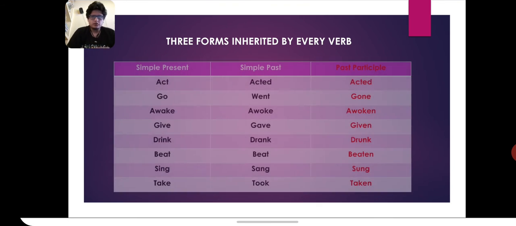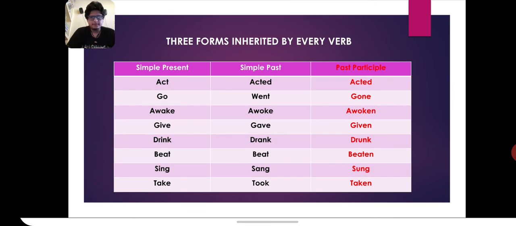So now let's talk about the three forms that are inherited by every verb. This is the basic generalization. It's a tabular presentation of a few examples here: act, acted, acted; go, went, gone; awake, awoke, awoken; drink, drank, drunk; give, gave, given. I've tried to quote as many examples as possible. Along with this, there's going to be another worksheet next week where you will have to exercise all these teachings so that you feel accomplished of what you've studied until now. All right. So talk about beat, beat, beaten.